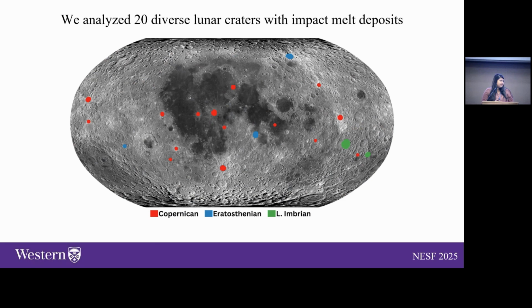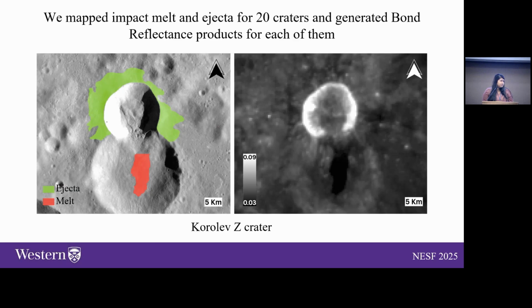To do that, I looked at 20 quite diverse craters on the moon. I looked at the melt-free ejecta and also the impact melt within these 20 craters. So I had to first map them. This is an example of Kolovsky crater that we saw before, and on the left is an example of the mapping. I had to do that for all 20 craters. And on the right is the Bond reflectance map.